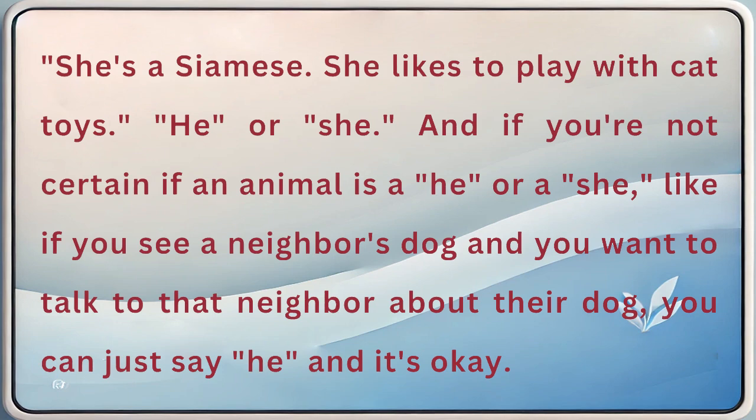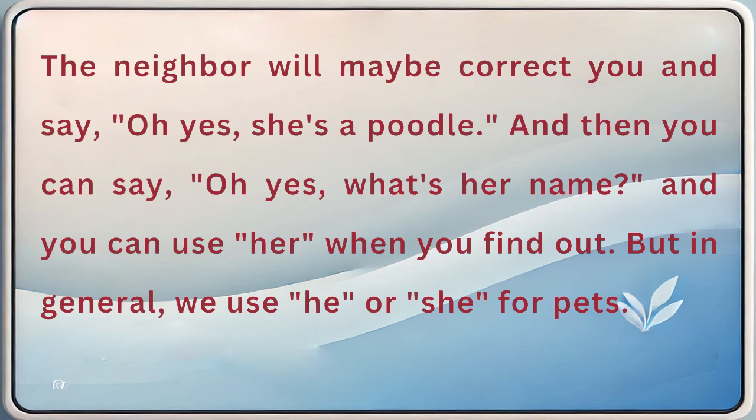He or she. And if you're not certain if an animal is a he or a she, like if you see a neighbor's dog and you want to talk to that neighbor about their dog, you can just say he, and it's okay. The neighbor will maybe correct you and say, oh yes, she's a poodle. And then you can say, oh yes, what's her name?